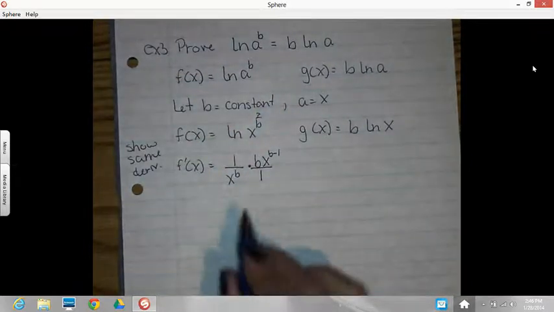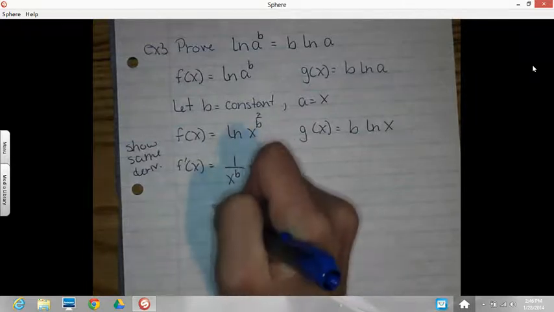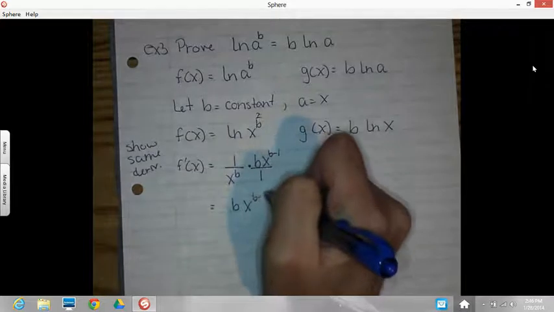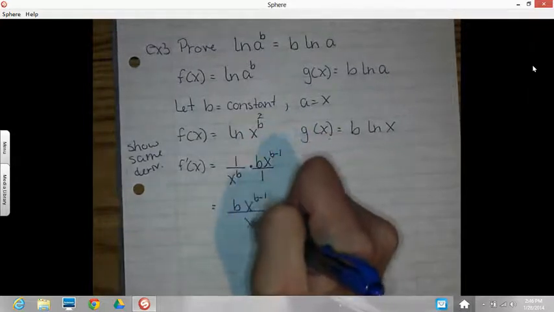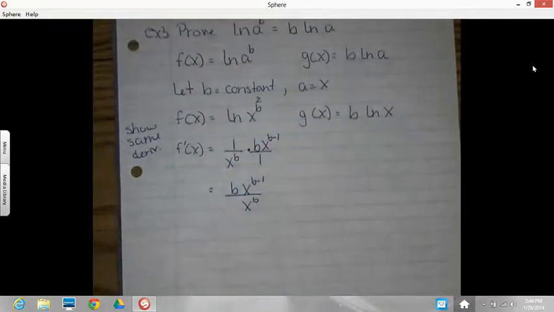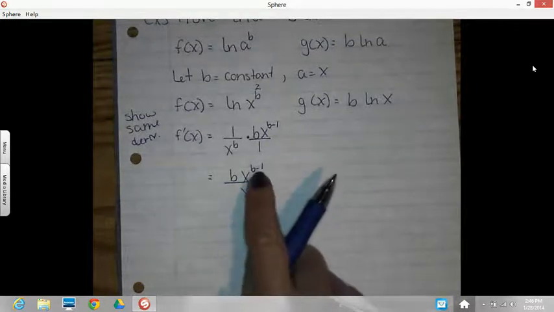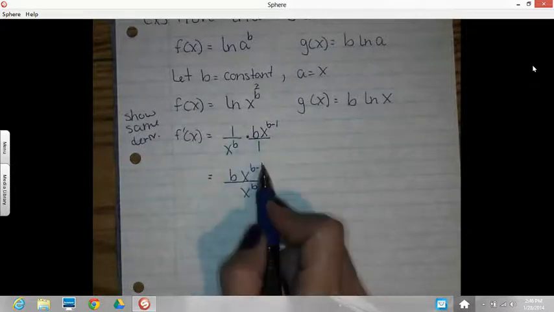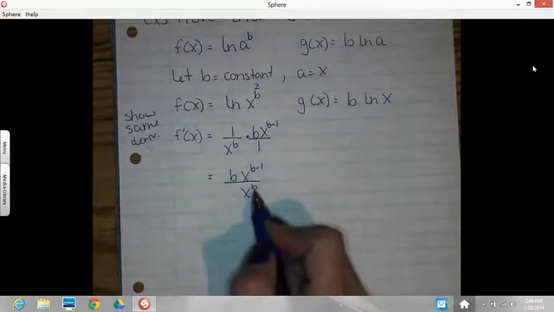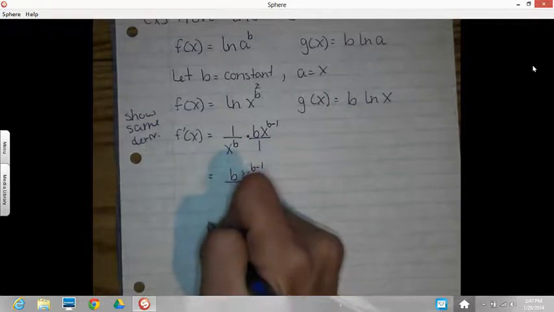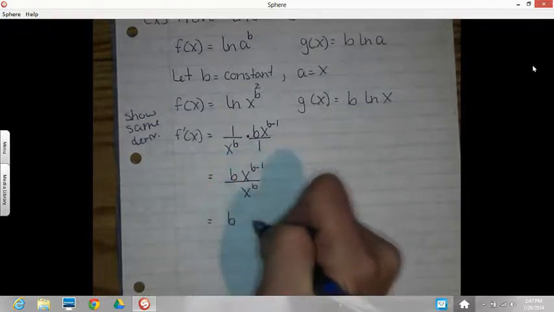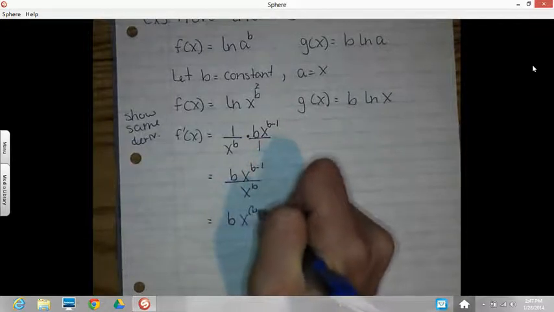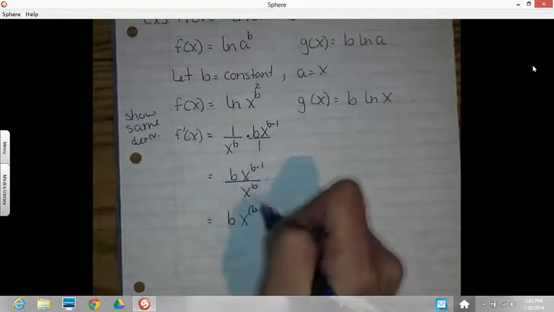Okay, now I'm going to simplify this. So I'm going to first bring them together. So I've got b times x to the b minus 1 over x to the b. Okay, so I've got an x term divided by an x term. Remember the property that I'm going to use is I get to subtract exponents. So it's this exponent minus the bottom exponent. So I'm going to take the time to write that. B stays, x to the b minus 1. Then I'm going to subtract this bottom exponent of b.